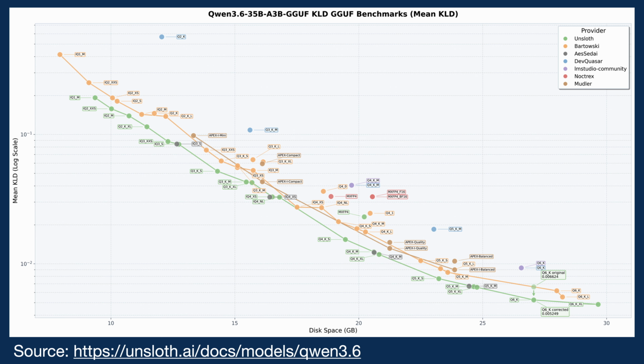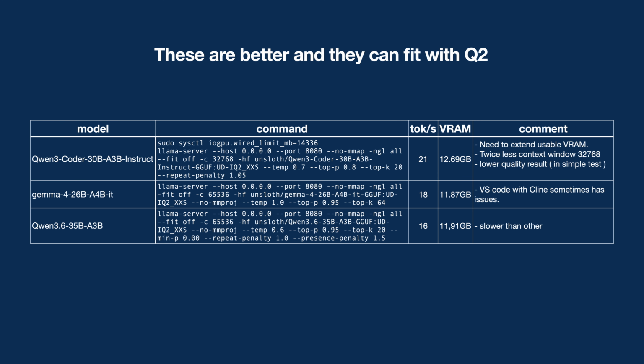In my case, I can only afford to use one of the smallest, Q2, and it will fit in 10GB. I selected these 3 models with Q2 quantization, and for all of them I used llama.cpp for more control with the command line. Fastest was Qwen 3 coder, 21 tokens per second, but it used most of the memory.